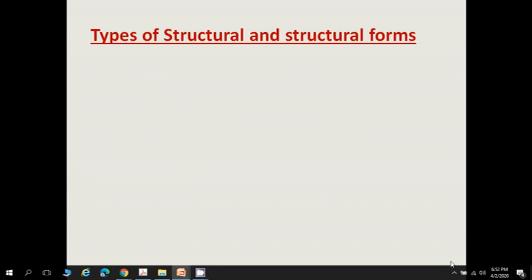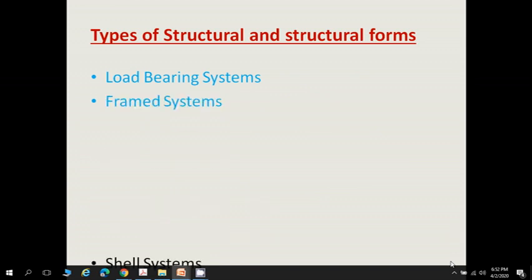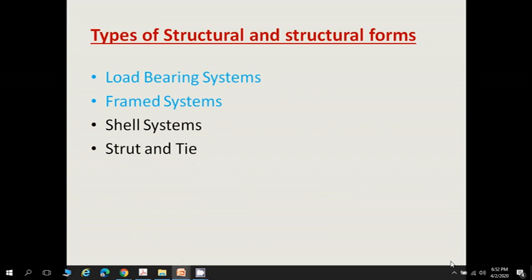Now the next slide is types of structures and structural forms. What are the different types of structures? Number one is load bearing systems, another one is framed system, third one is shell system, and last is strut and tie. Out of these four, today we will study only two types, that is load bearing systems and frame systems. Shell type of structures will be covered later on in brief, and the last one, strut and tie, you have already studied in your subject steel structures, so I will not cover this topic.